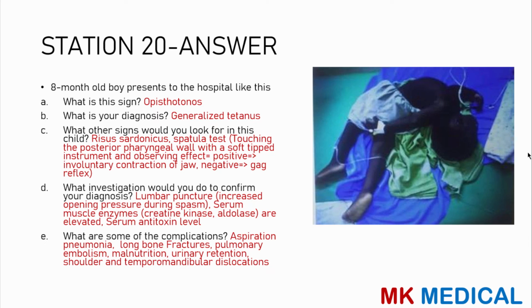So here comes the answer. So this is opisthotonus. And this is seen in generalized tetanus. So what other signs would you look for? You would see risus sardonicus. You would also do a spatula test, which may be positive.